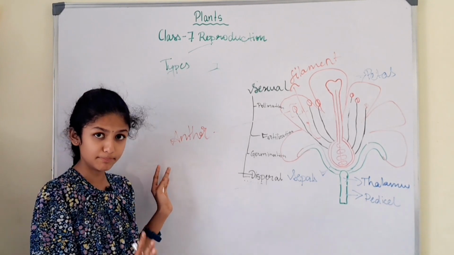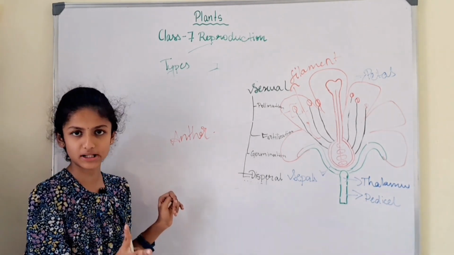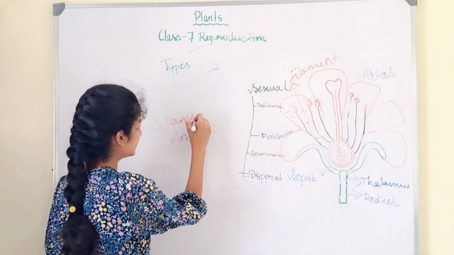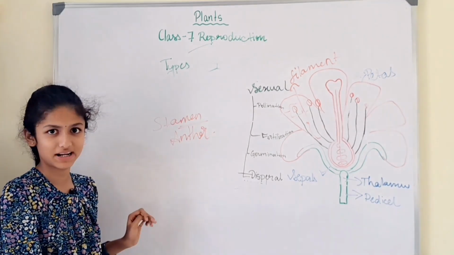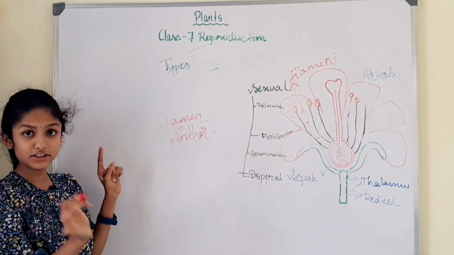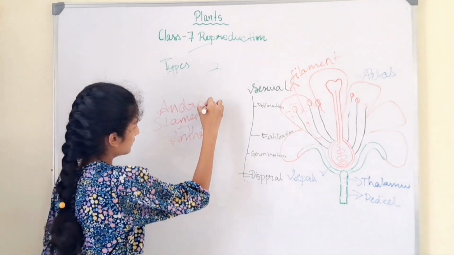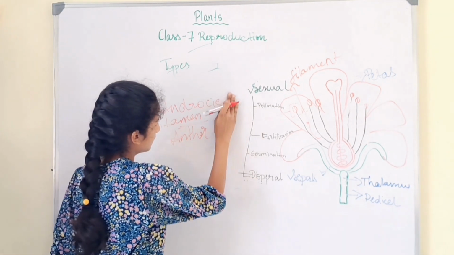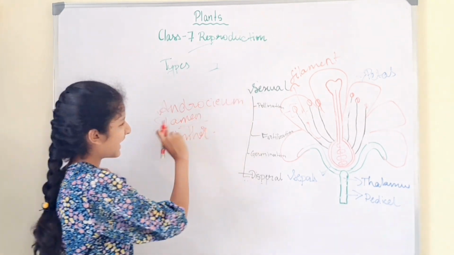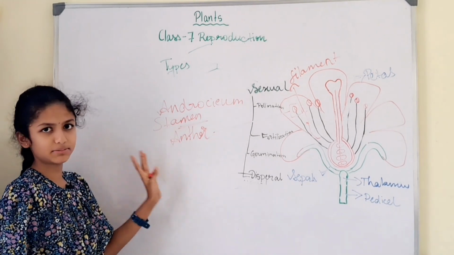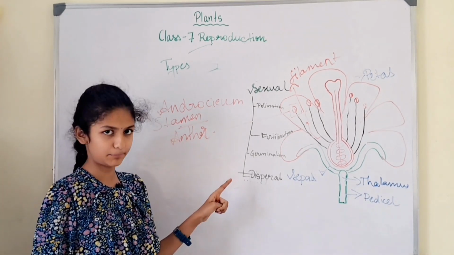Now this male reproductive part has two names. Stamen, actually the name itself says male reproductive part, and androecium. Androecium and gynoecium is for the female. Androecium and stamen, they are the male reproductive part.